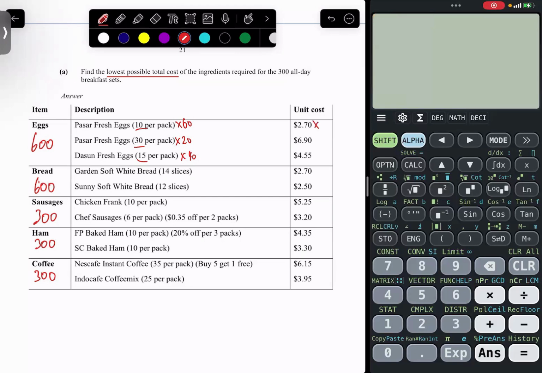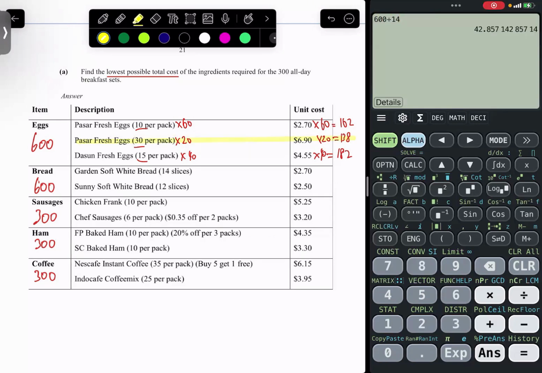You're supposed to write down the working itself, but for me, I just skip the steps. 270 times 60 is equal to 162. 690 times 20 is 138. This one multiplied by 40 will be 182. So over here, we will choose this set, and our total cost is 138. Now bread, 14 slices.